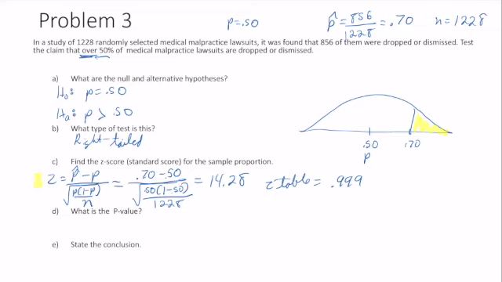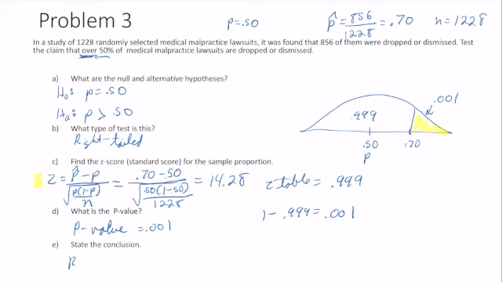In order to find the area in this tail, I need to take 1 minus 0.999. That gives me 0.001. This is my p-value. So I have my p-value is 0.001.